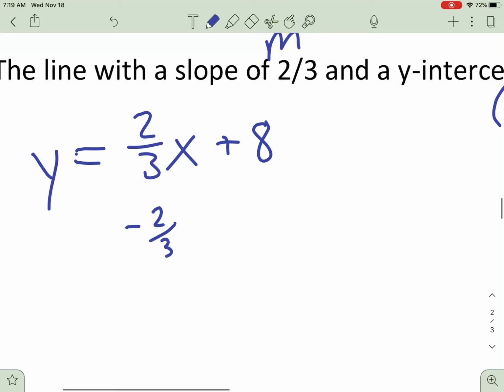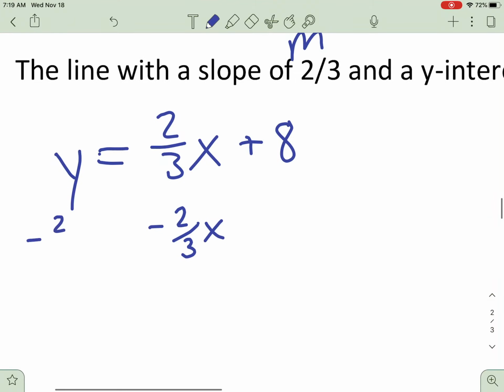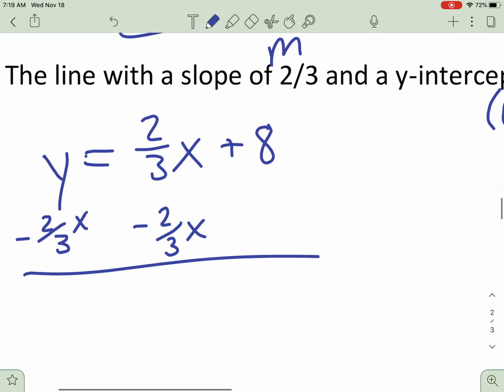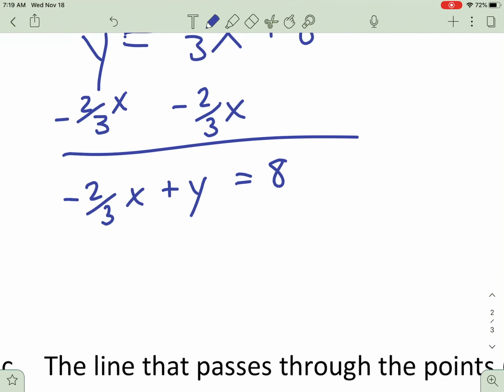So subtract 2/3 x from both sides. Okay, negative 2/3 x plus y equals 8. Okay, now we need to get rid of the fraction. So we're going to multiply. It's a negative x, so we want to get rid of that negative as well. So we're going to multiply it by the least common denominator, which is negative 3.